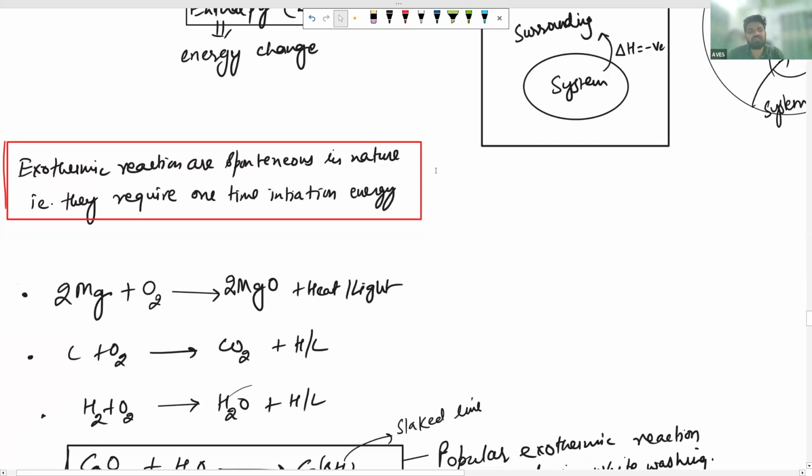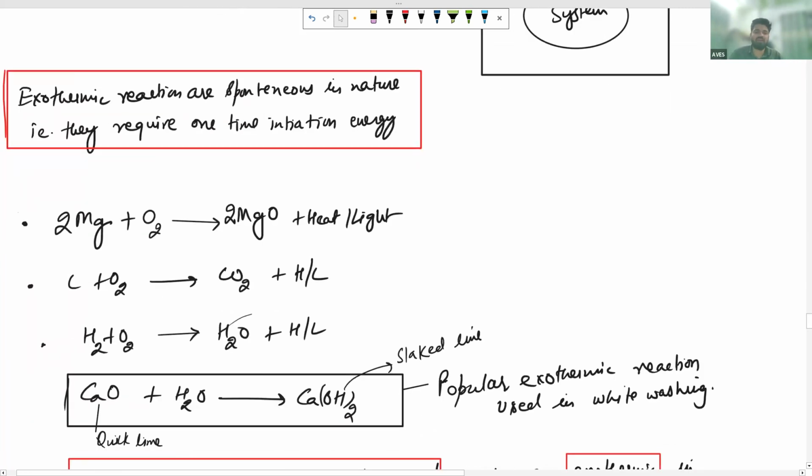Okay, so these are examples of exothermic reactions, and this is a very popular reaction. Calcium oxide. This is quicklime. This we call quicklime. Quicklime when reacted with water gives you calcium hydroxide. This popular exothermic reaction is used in whitewashing. What is whitewashing? That you use to paint your home. Yeah, whitewashing. So this reaction is used there. So this calcium oxide when added to water produces a large amount of heat.